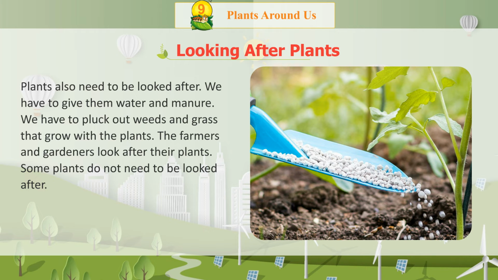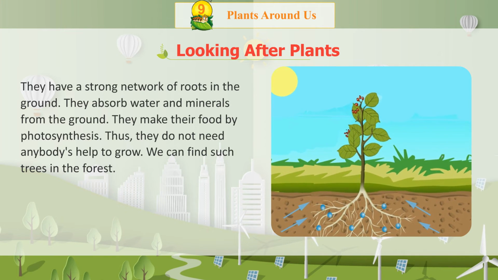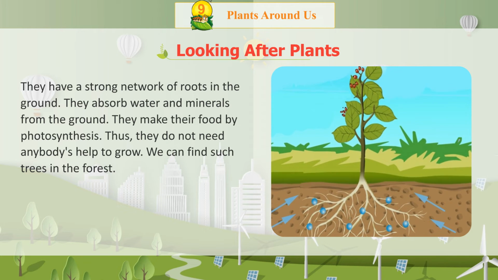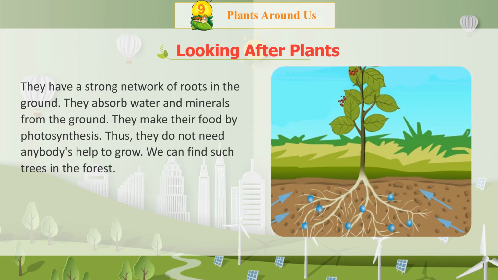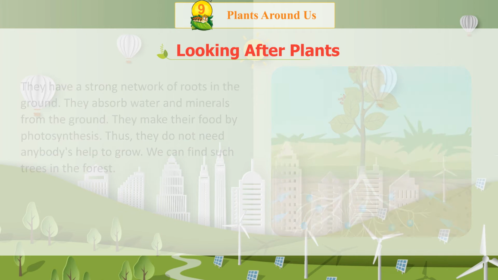Some plants do not need to be looked after. They have a strong network of roots in the ground. They absorb water and minerals from the ground. They make their food by photosynthesis. Thus, they do not need anybody's help to grow. We can find such trees in the forest.